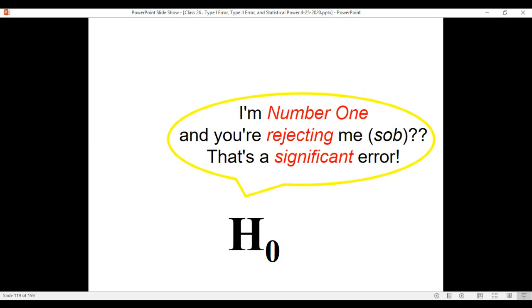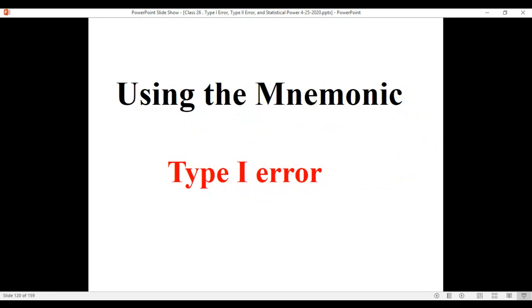You get it. Well, maybe this mnemonic is just too dumb to work. But more likely, it's so dumb it will work. And some people have found it helpful. Now let me show you how it can help. Suppose you have to remember what type 1 error is. You just remember the cartoon with the narcissistic null hypothesis saying, I'm number 1, and it's an error to reject me. This should be enough to remind you that type 1 error is rejecting the null hypothesis.